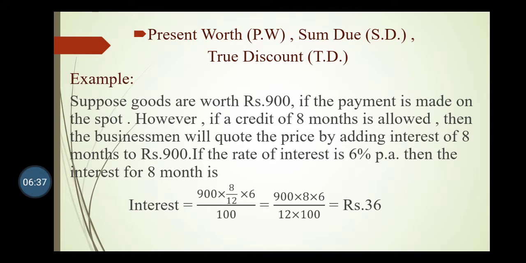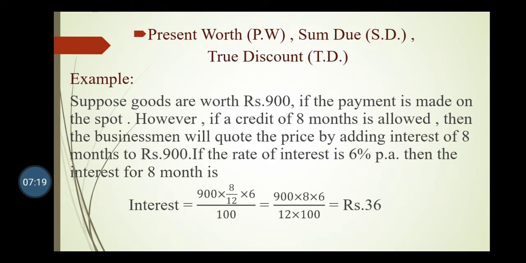Students, if I am taking a benefit or a facility to pay the 900 after some time, after some months, that means I am taking a facility. So the businessman will quote the price by adding interest of 8 months. Interest means simple interest. How can we calculate the simple interest? Principal amount into time into rate upon 100. And we know that in case of calculating the interest, we always take the time period in years.